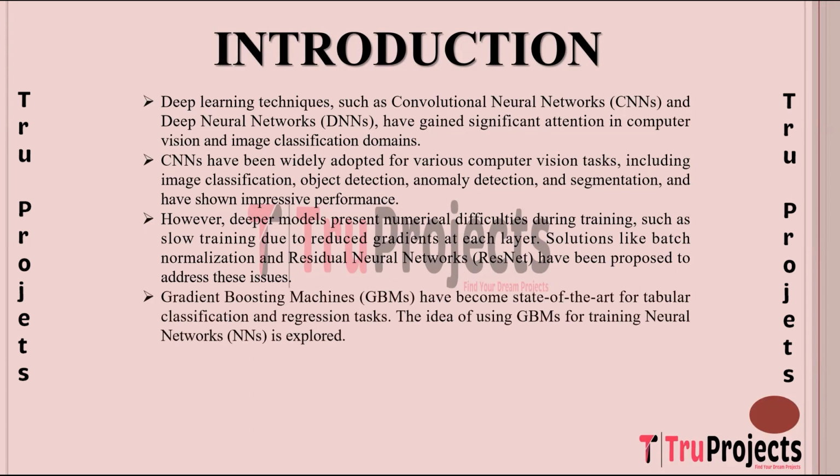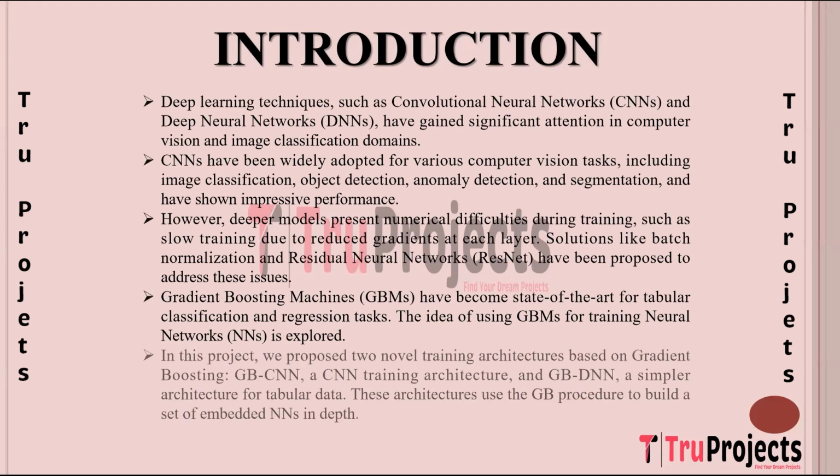Gradient boosting machines (GBM) like XGBoost and LightGBM have become highly effective for tabular data tasks involving classification and regression. These methods work by combining multiple weak learners, typically decision trees, to create a strong predictive model. Interestingly, there have been efforts to incorporate gradient boosting machines into training neural networks, leveraging their strengths in optimizing complex models.